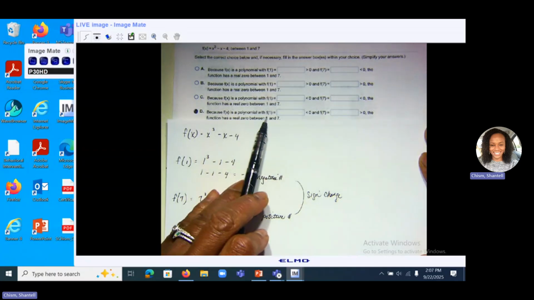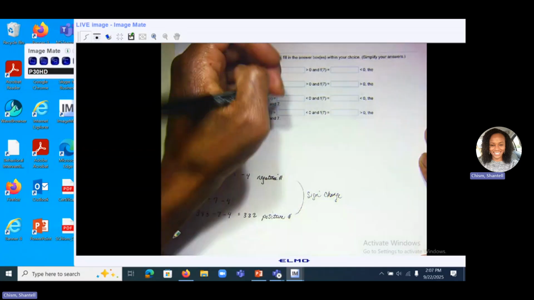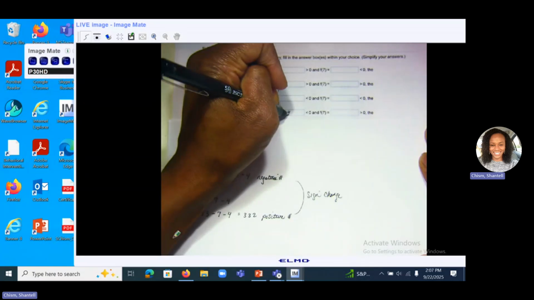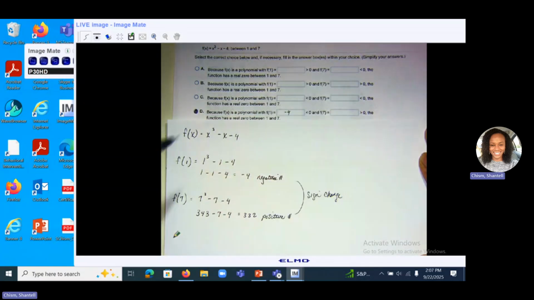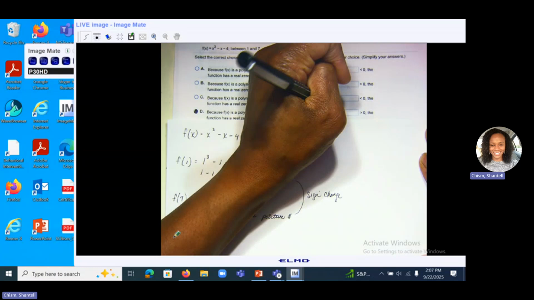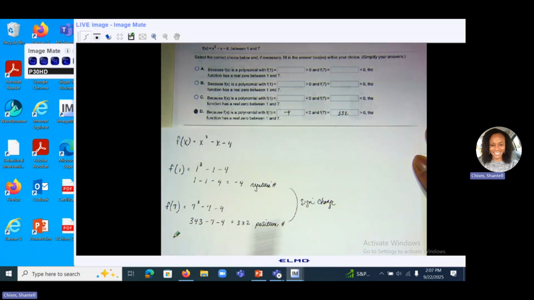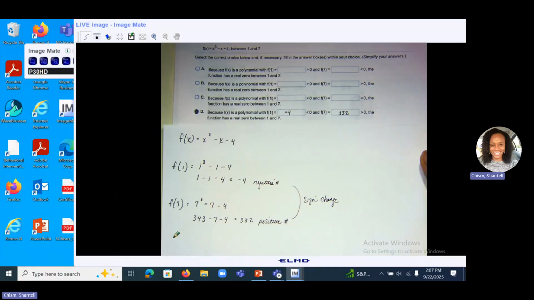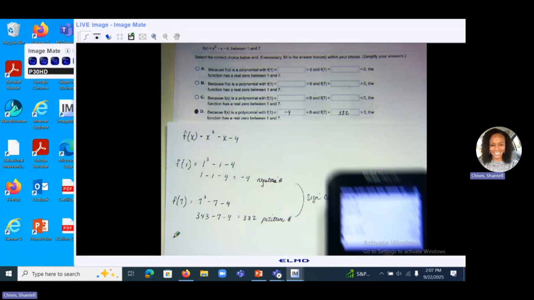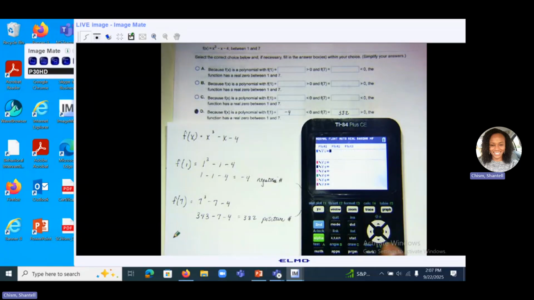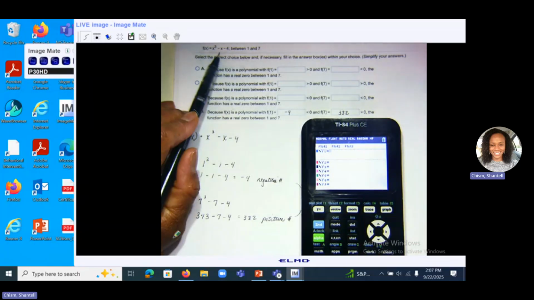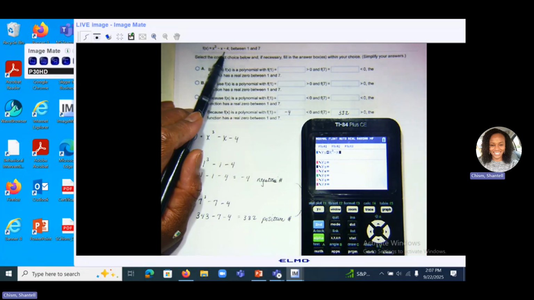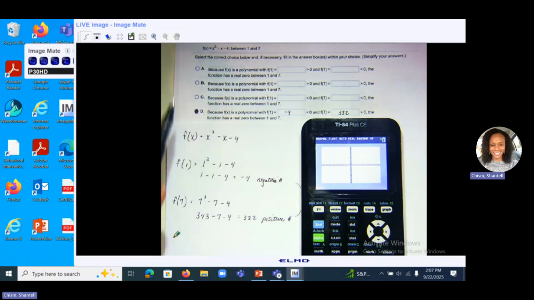And it says f of x is a polynomial with f at 1 equaling negative 4, which is less than 0, and f at 7 equaling 332, which is greater than 0. So the function has a real 0 somewhere between 1 and 7 because of the sign change. Let's take a look at it so you can get a really good understanding of what this means. I'm going to put the function into the y equals, so I can look at the graph, x to the third minus x minus 4. I'm going to hit graph.